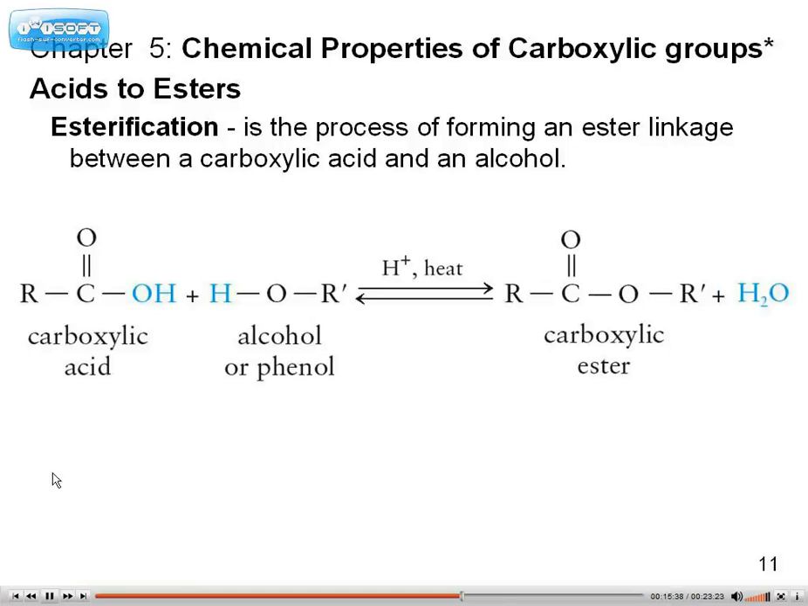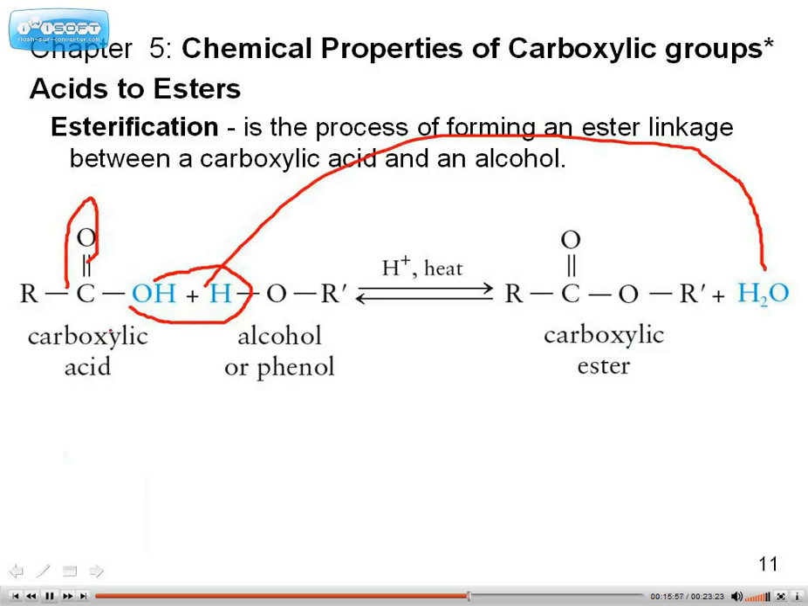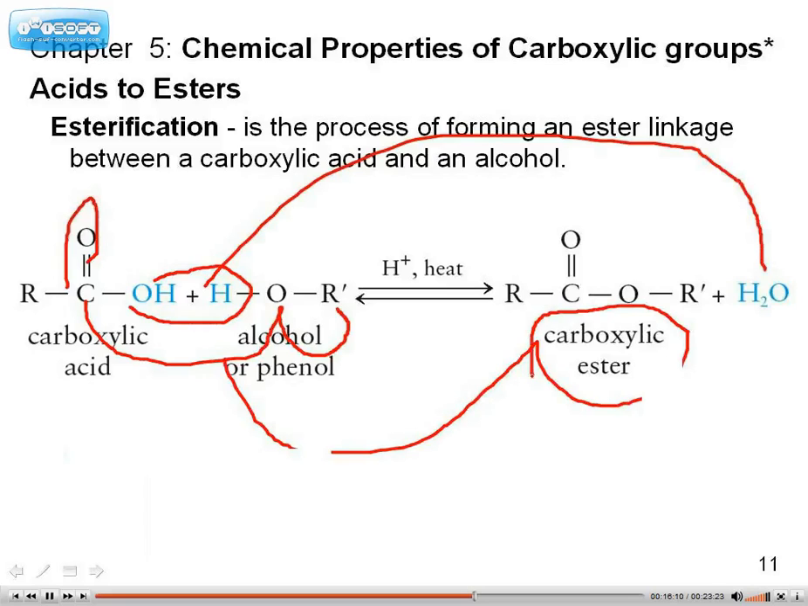If you notice, it looks very similar to an ether reaction. So pretending we don't have this carbonyl right here, again, in an ether reaction, we'd swap out the hydrogen and hydroxide, forming water, and then we'd have an R single bond O single bond R. So it's very similar to an ether reaction, only there's a carbonyl present, so we call this a carboxylic ester.